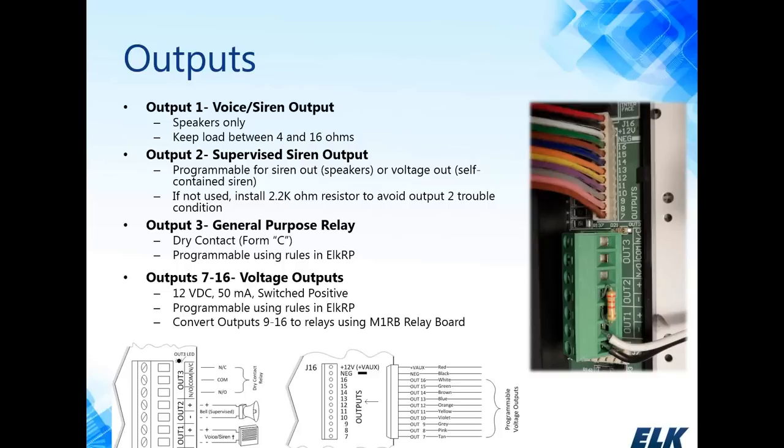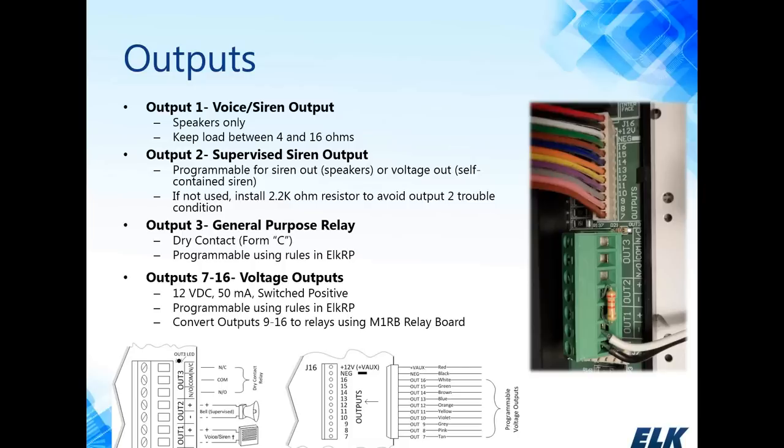Output 3 is a general purpose Form C relay. It's programmed through the ELK RP rule engine. It can be used to switch 12 volt to 24 volt DC up to about 4 amps. So if you want to control a self-contained siren, or if you would like to control a strobe or something along that line, or just use it as general purpose dry contacts or maybe a garage door controller. Output 3 is built onto the board and programmed using RP.